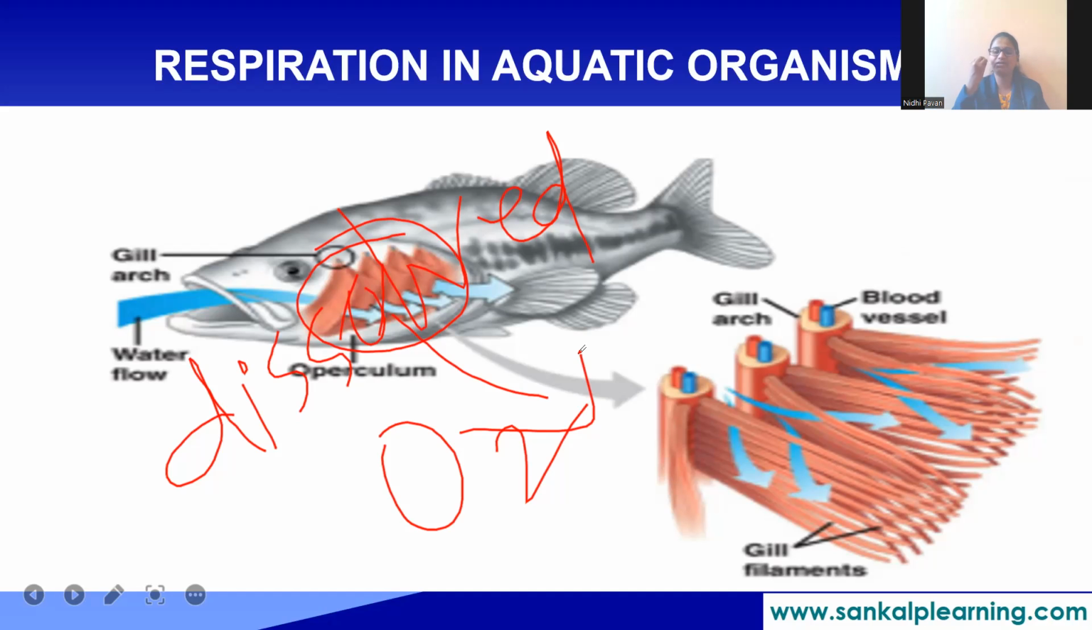Here the mouth takes in water. The water has oxygen dissolved in it. The water enters into the gills. In the gills, exchange of gases takes place, that is carbon dioxide and oxygen. Now oxygen will be absorbed by the cells of the body, while carbon dioxide will be dissolved in the water and the water moves away from the body. So the carbon dioxide moves away along with the water and oxygen will be absorbed by the cells. So this is how respiration occurs in an aquatic organism.